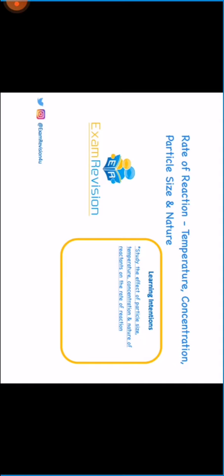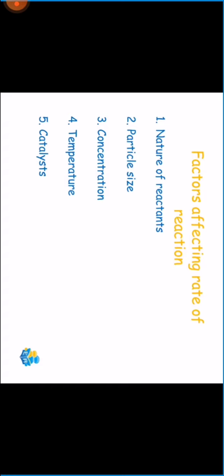rate of a reaction. So there are 5 factors that affect the rate of a reaction, and they are the nature of reactants, the particle size, the concentration, the temperature, and catalysts. And in this video, we're going to look at numbers 1 to 4 here.